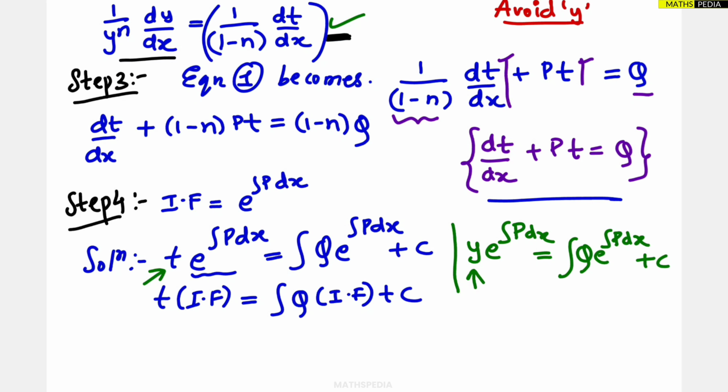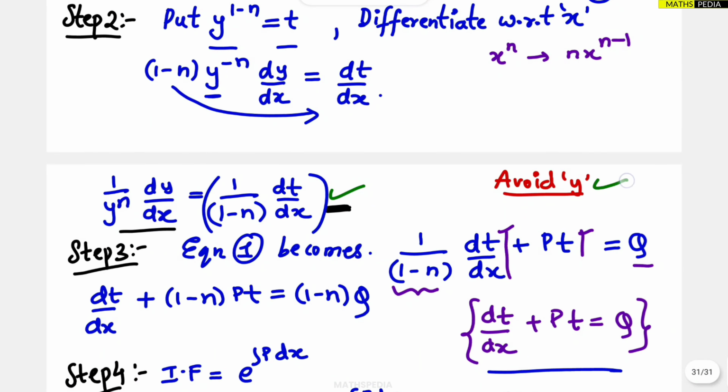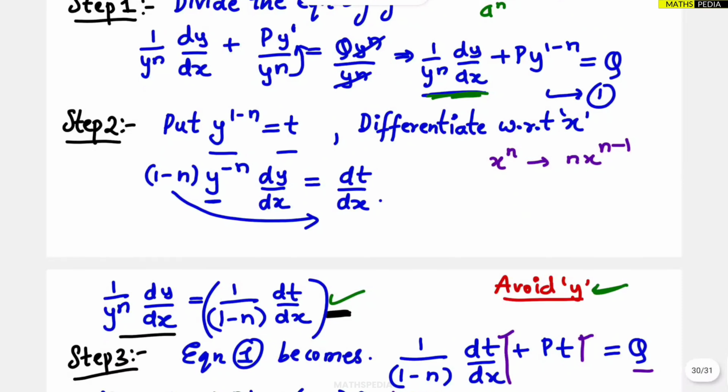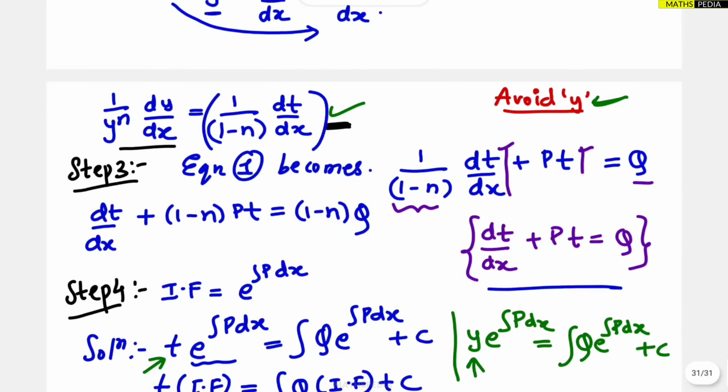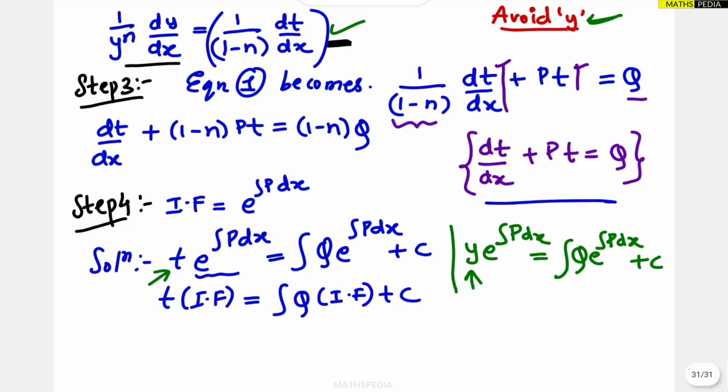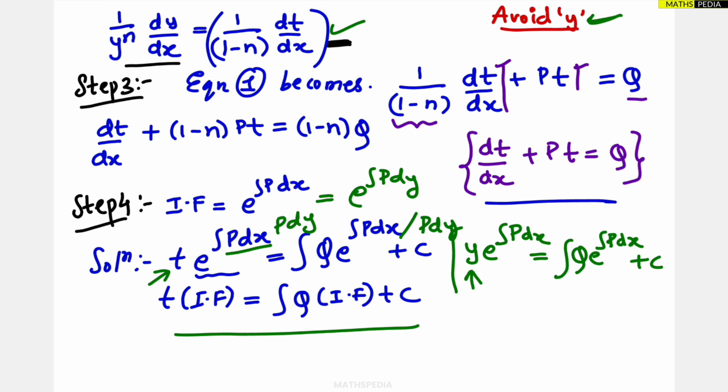Now you'll ask me, what about x? What happens in Bernoulli's equation in x? It is exactly the same procedure. The only thing is that we are going to avoid the x variable. The same procedure has to be followed. There we divide by x power n, then put x power 1 minus n as t, and evaluate the same thing. The only difference is that the integrating factor becomes e power integration of P dy, and here also P dy will come. That's the only difference. So when you study that, it will be easy for you.